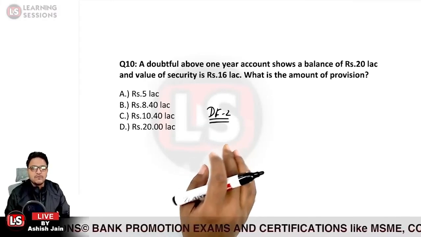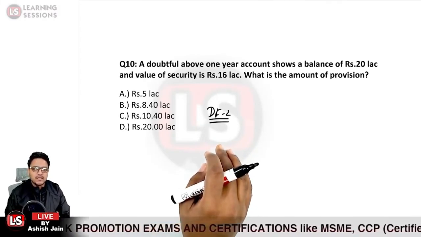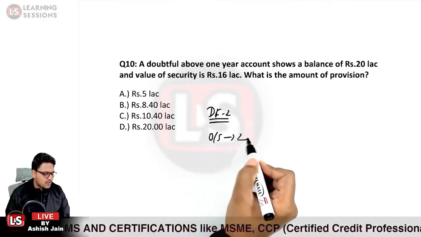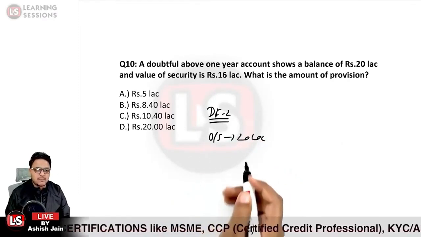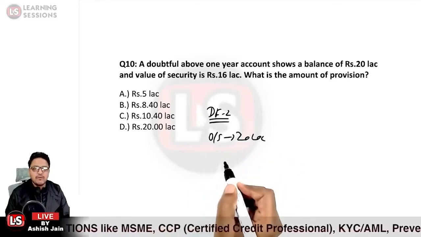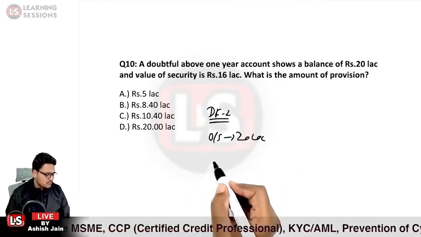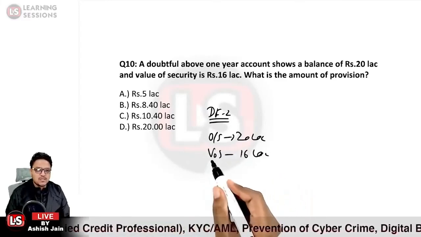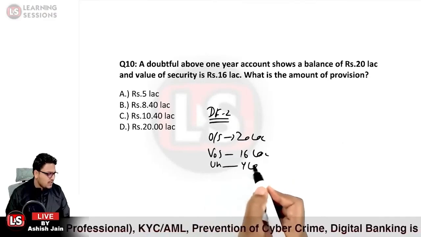Is that clear? Further over here, the outstanding balance is given to be 20 lakh rupees. And then in that particular case, we are provided with the value of security to be 16 lakh rupees. So unsecured part would be 4 lakh rupees.